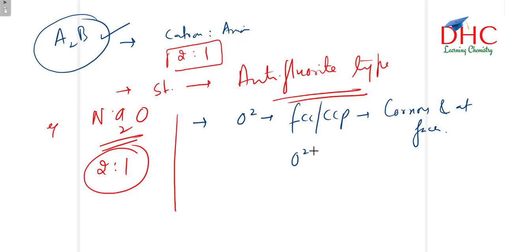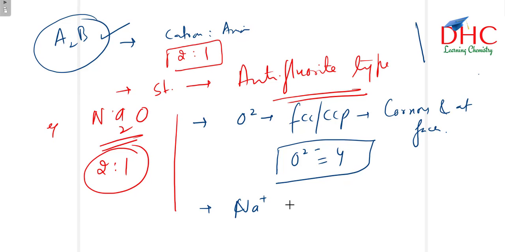Obviously जो O2 minus होंगे वो होंगे 4 because the number of particles will be 4 because FCC packing is there. जब O2 minus 4 होंगे तो पार्टिकल्स जब 4 होते हैं तो octahedral voids भी 4 होंगे और tetrahedral voids कितने होंगे? 8 होंगे. So जो सोडियम है, अब सोडियम Na+, it occupies all TD voids.